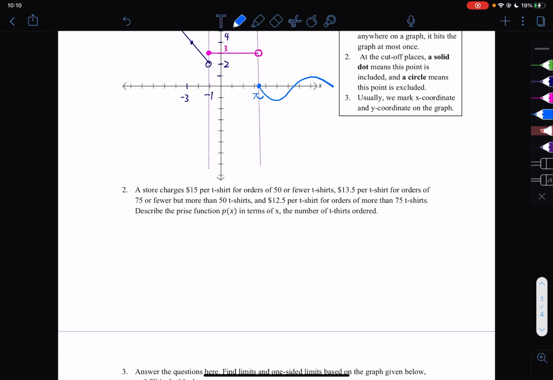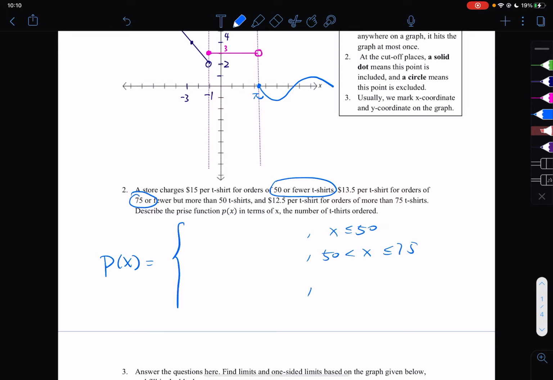So the next problem we said is we want to talk about the cost of t-shirts. It's clearly I'm making the cut at 50 and 75. So that's 3 different categories. It is less than 50, it is greater than 50 but less than 75, and it is greater than 75. And in the first case, it's 15 times x.